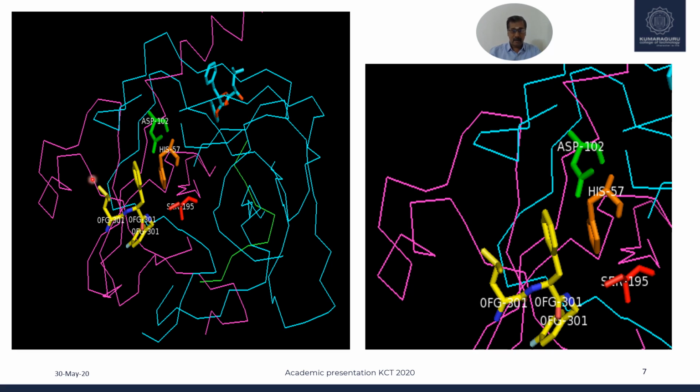Again, the same thing I have projected over here. You can see serine 195, aspartate 102, histidine 57. Assume that this is an inhibitor, but assume that this is the structure of the protein. This yellow color, assume this is the structure of the protein, and assume this could be the peptide bond. Your serine 195 will catch hold of this peptide bond and it will degrade it.